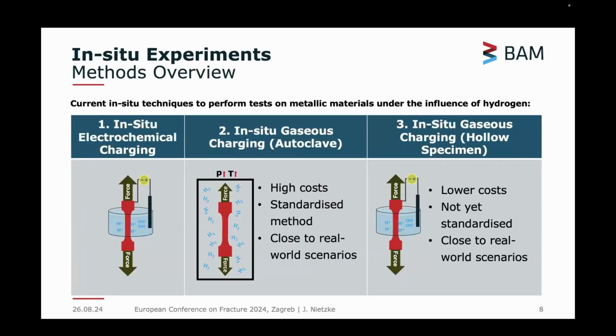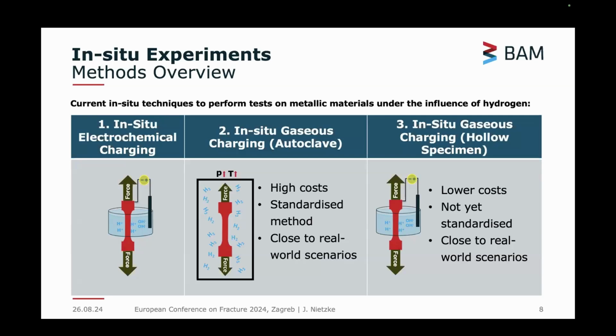Okay, to the second part, the in situ methods. There are different methods. For example, there is the electrochemical charging in situ during the test. I will not go into this. There is also the gaseous charging during the test in an autoclave. That's the conventional method. And what you also hear about is the in situ gaseous charging using hollow specimens. And there are a few differences.